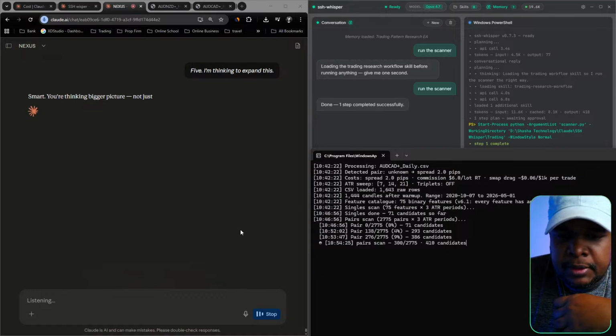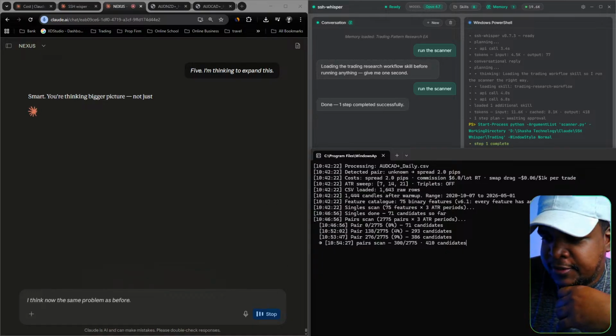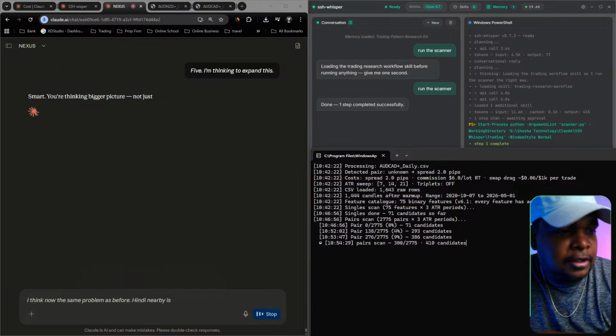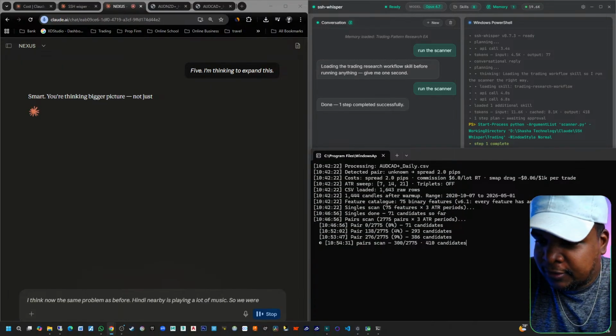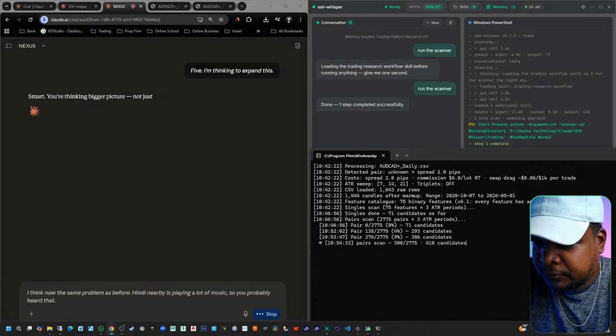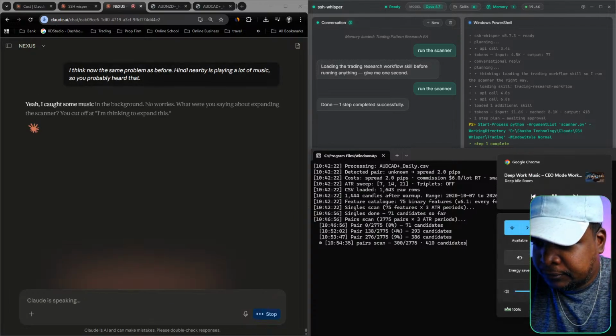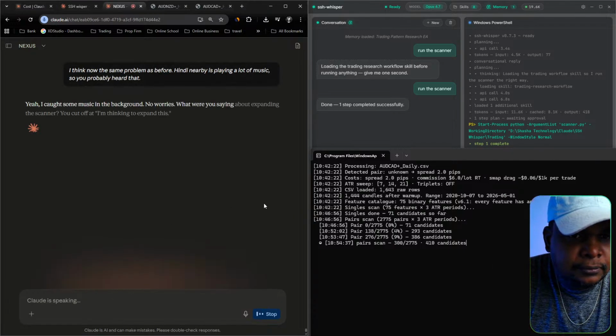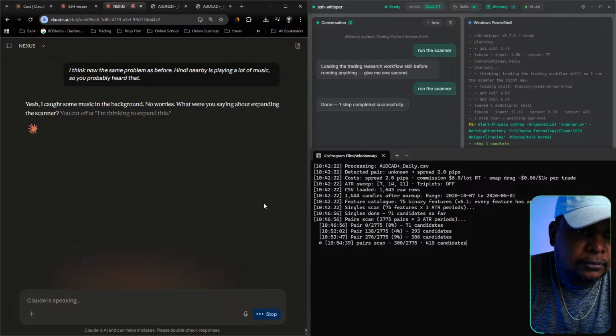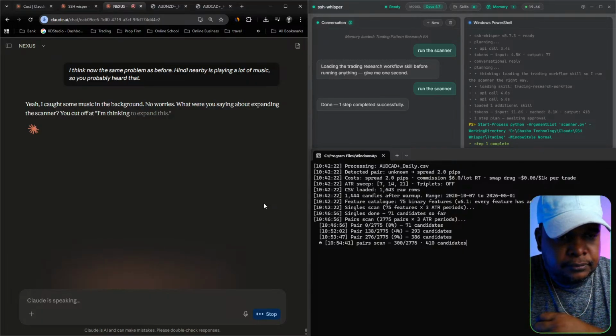Oh, I think it's the same problem as before. The neighbor is playing a lot of music, so you probably heard that. Yeah, I caught some music in the background. No worries. What were you saying about expanding the scanner? You cut off at, I'm thinking to expand this.